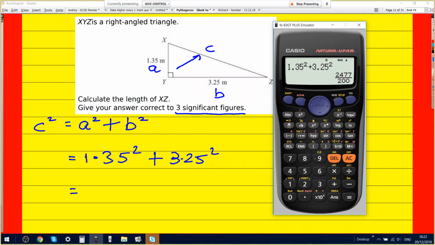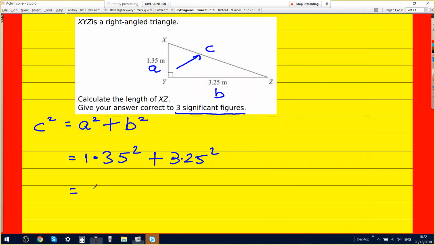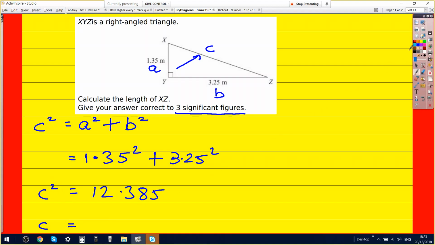Okay, 12.385. And so, is the length of this line that we had to find 12.385 meters? No, that is c squared. How do we go from c squared to c? How do we get rid of squared?